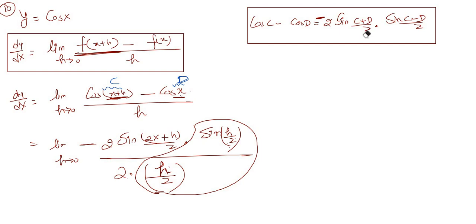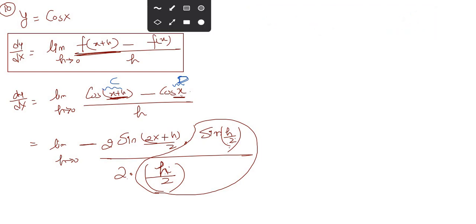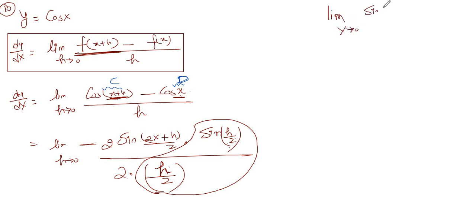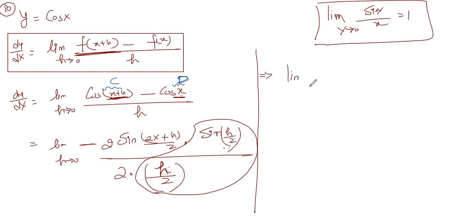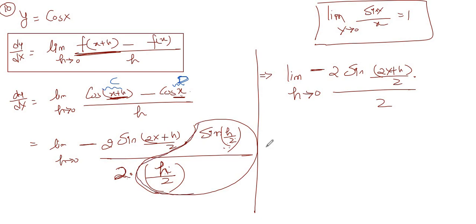By the limit formula which says limit x tending to 0, sin x by x is 1, this is pretty much 1. So I can write down limit h tending to 0 of minus 2 sin of (2x plus h by 2), divided by 2, this is 2, and this all became 1. From here to here became 1 by this limit formula. Now the remaining 2 and 2 cancel.